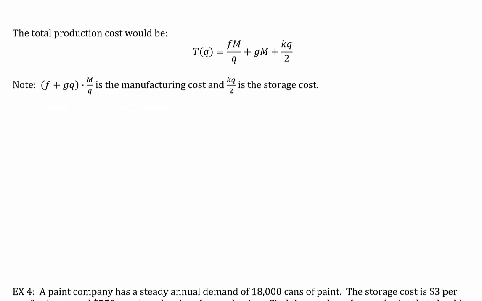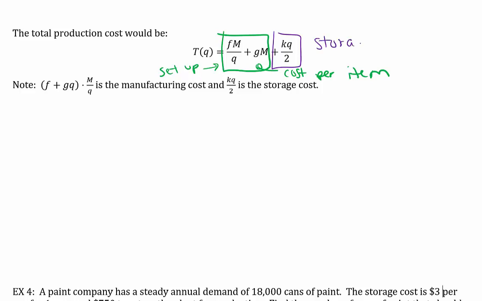So it turns out we can write the following function that gives the total production cost. Very quickly, where does this come from? The first 2 terms describe my manufacturing cost. This first term is kind of like the setup cost, and the second term is basically the cost per item of manufacturing. The last term here is going to be my storage cost. We're basically saying that the cost of storage is going to be that constant K times our average inventory, which is Q divided by 2.